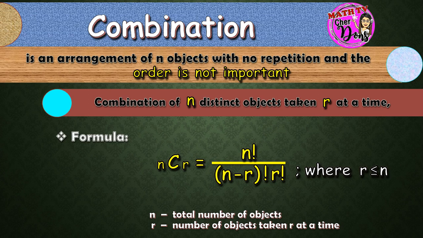In other books or references, combination can be denoted in different ways: nCr, or C of n comma r, or simply n on top and r at the bottom.